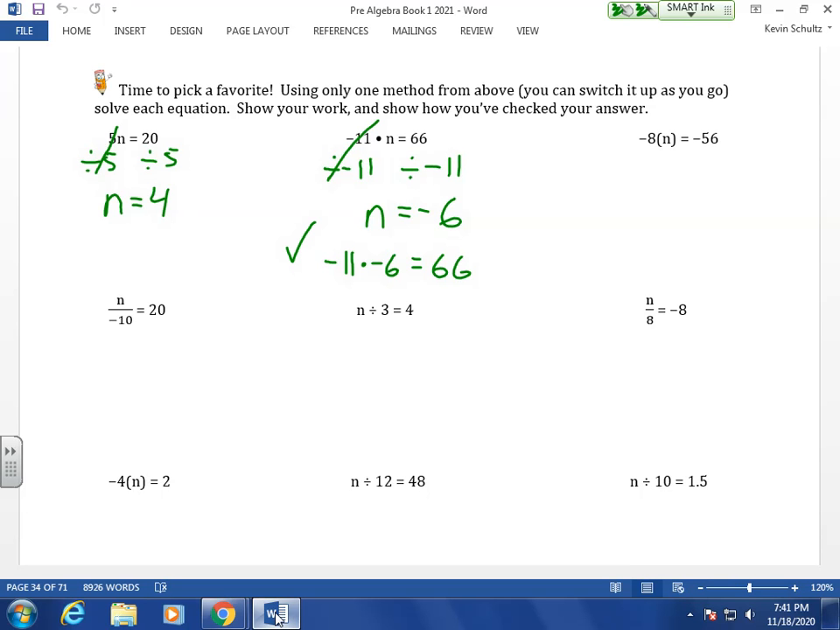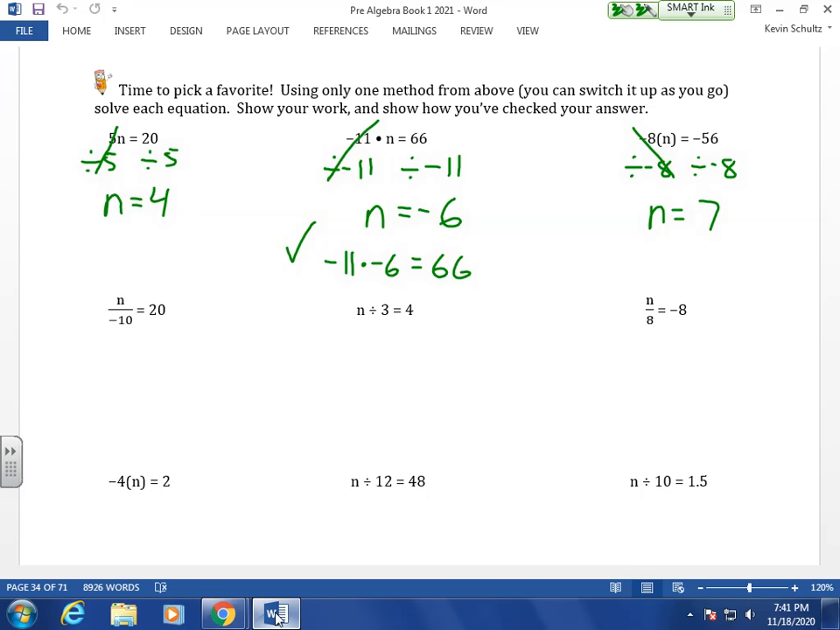Next one, just another way to show that we are multiplying. Negative 8 times n equals negative 56. Divide both sides by negative 8. Cancel that out of there. Positive 7 is what you should get. Positive 7 is your answer. Negative 8 times 7 is negative 56.